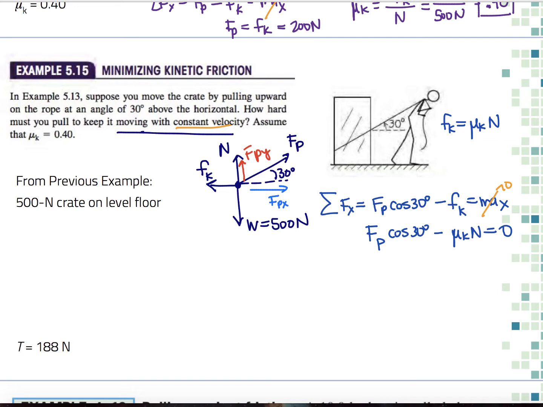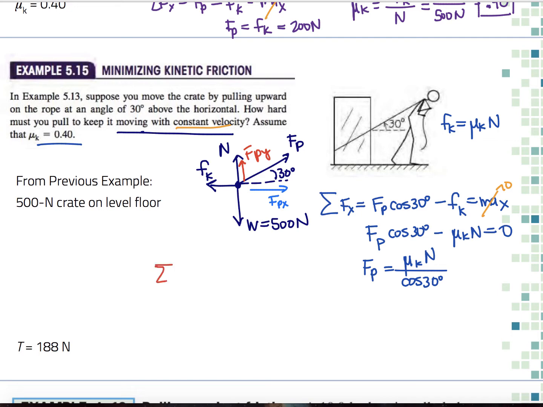All right, so I'm looking for force pull, so I'm going to go ahead and solve this for force pull. So add mu k N to the other side and divide by cosine of 30. So I have mu k times normal over the cosine of 30 degrees. I have mu k, it's given to be 0.4, and I don't quite have my normal force. So let's look at normal force.